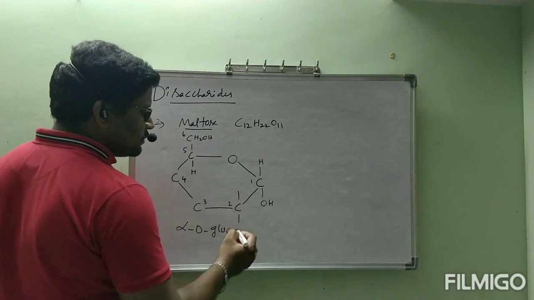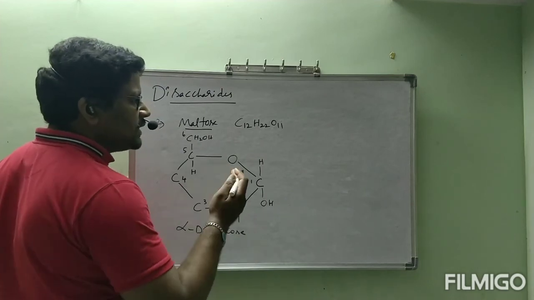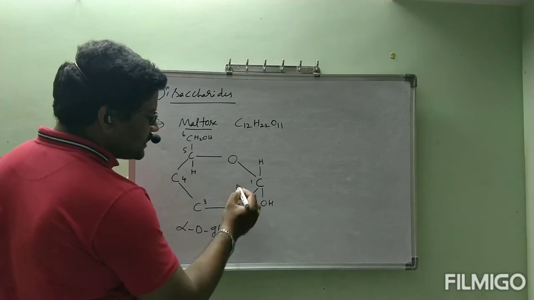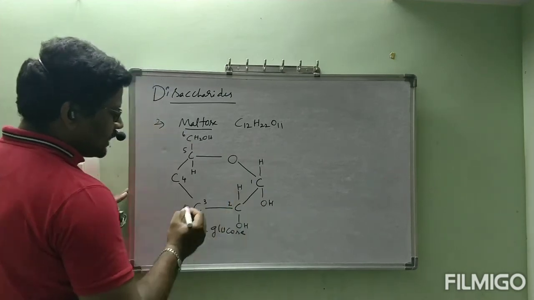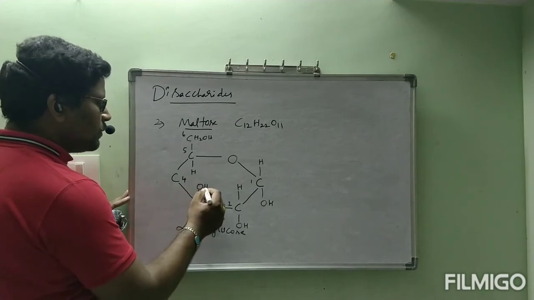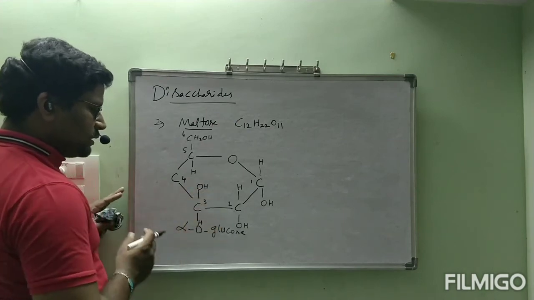Next, the second carbon. In the second carbon, the OH is on the right side, no? If you turn clockwise, then it will become down: OH, H. Next, the third carbon, the OH is on the left side, then it will come above: H, OH, H.